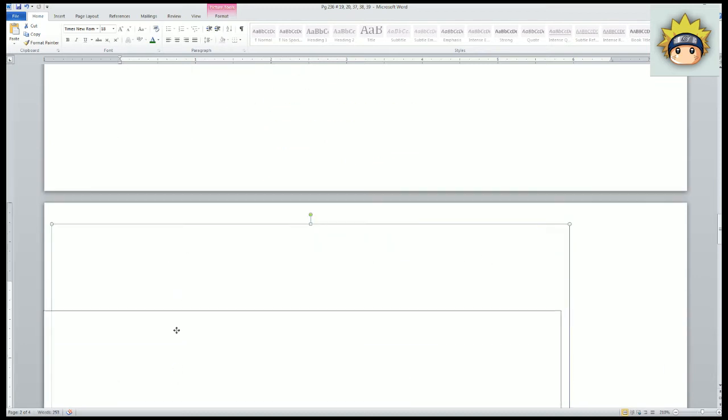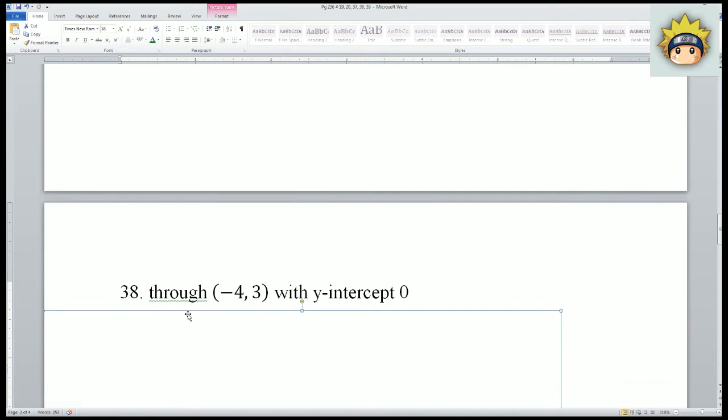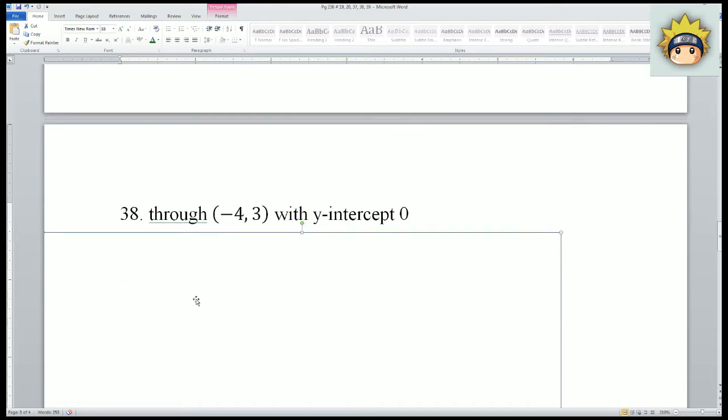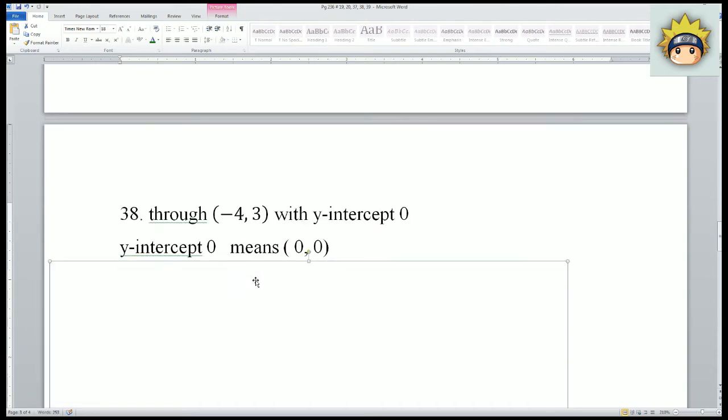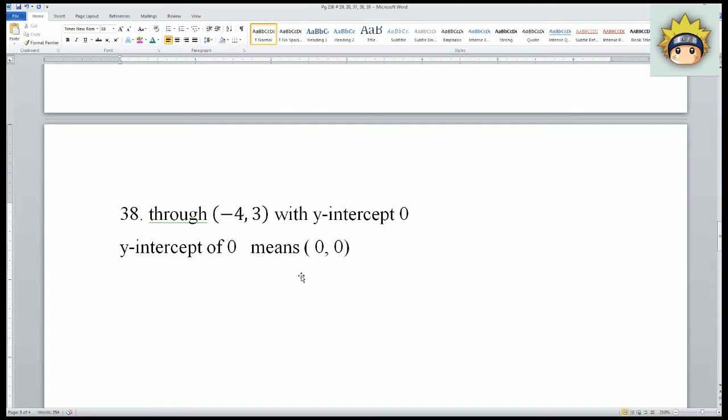Okay. Next, number 38, it says through the point negative 4 comma 3 with y-intercept of 0. So y-intercept of 0 means 0, 0. Because remember the y-intercept is always in this format, 0 comma something, a value, where this something is 0. That is how I got 0, 0. You can graph it if you would like to see.